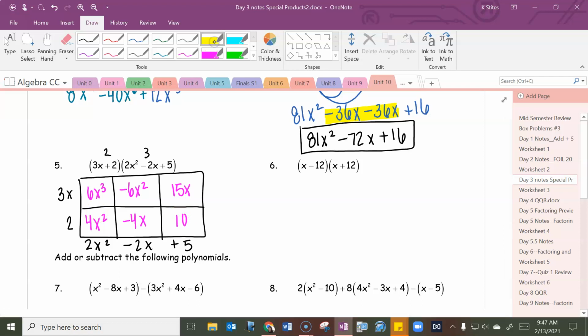And check for your like terms. Yep, these are like terms. That means I didn't mess up. And go ahead and put it in descending order. 6x cubed, 4x squared plus a negative 6x squared is a negative 2x squared. Negative 4x plus 15x is 11x and a 10.